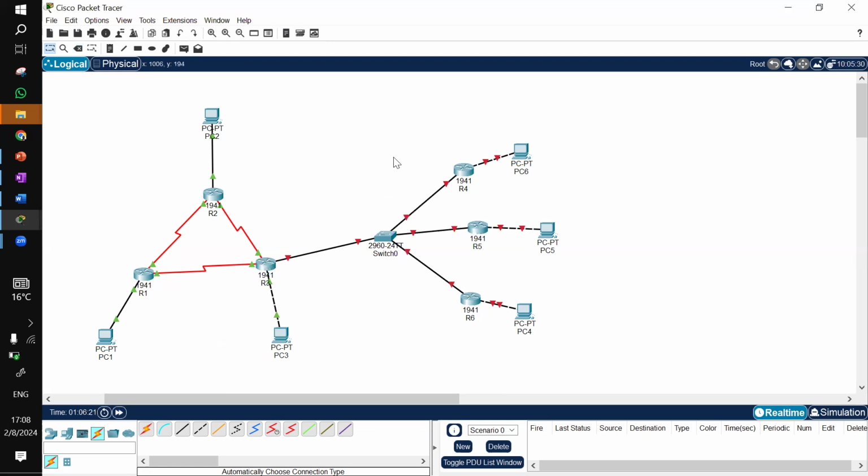Gig 0/0. Right, continuing. So I was saying the configurations remain the same. You configure the process ID, you configure the router IDs, you advertise your networks, you can configure the passive interfaces as well. The election process: the moment you configure the router ID, the network chooses its designated router on its own. So we just have to do the configurations.